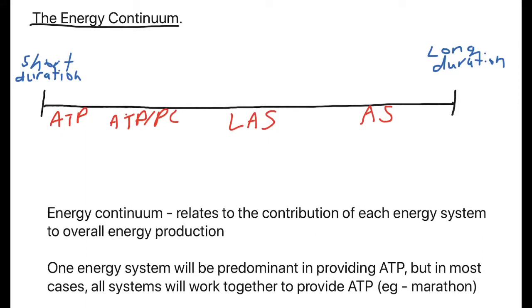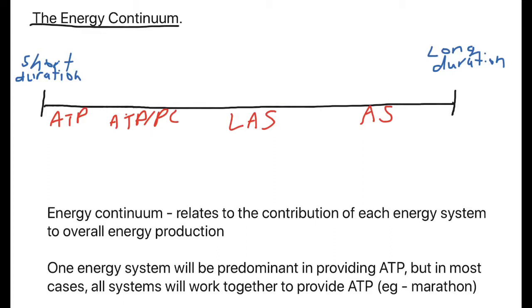So, away from the energy systems now, we're going to look at the energy continuum. Here is my phenomenal drawing of the energy continuum. On the left, it's short duration, and on the right, it's long duration. It shows ATP-PC, 2 to 3 seconds, 10 to 15 seconds, lactic acid system, 30 seconds to 3 minutes, aerobic system, anything above. Left to right, short to long duration.